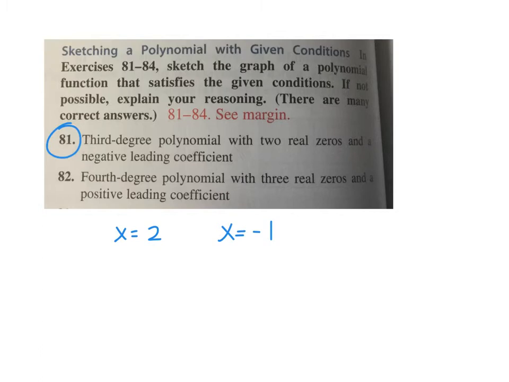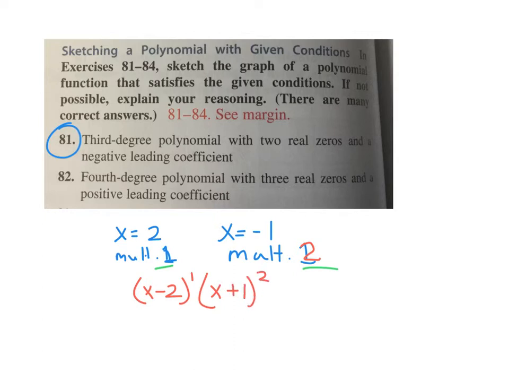Okay, third degree polynomial. Now, if these are each multiplicity 1, since those are the only zeros, then that would only give me a second degree polynomial because 1 plus 1 is 2. So I would need to change one of these to multiplicity of 2 in order to make that happen. So if I actually wrote that out as a function, that'd be (x minus 2) to the first and (x plus 1) to the second.